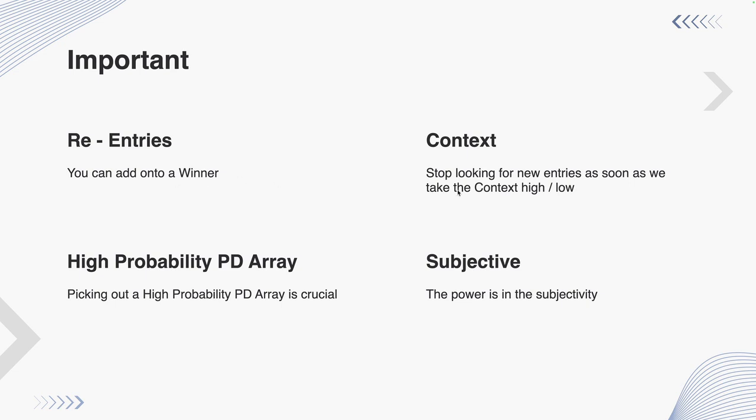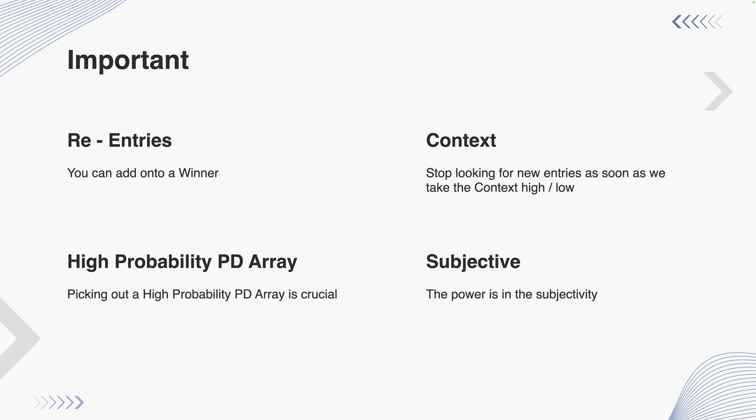You can do that later on. Then context right here. Stop looking for new entries as soon as we take the context highs as low. Again, speaks for itself. Already what we went over in the order entries as well. High probability PD array. Picking out a high probability PD array is crucial. I am not just entering off of any PD arrays that you are seeing right there. I'm entering off of high probability PD arrays.